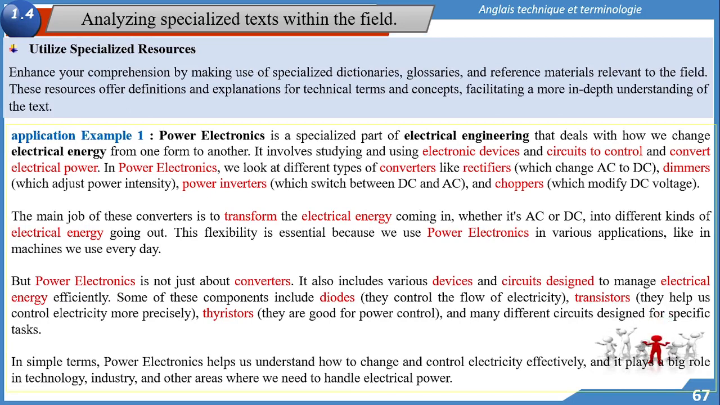Utilize specialized resources. Use special books or dictionaries that explain difficult words or ideas in your subject. These resources help you understand the text even more. By following these steps, you will get really good at understanding complex text in your field. This skill will not only help you understand better, but also make you an expert in your area.